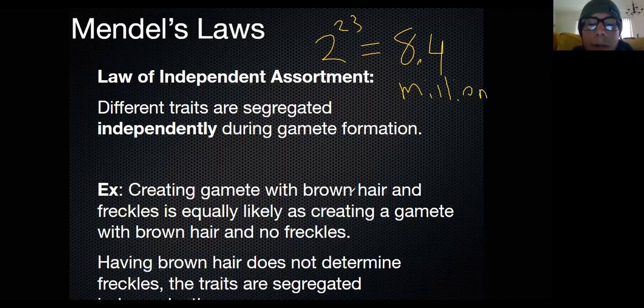An example is creating a gamete with brown hair and freckles is equally as likely as creating a gamete with brown hair and no freckles. So they do not determine each other, right? They're independent of each other.